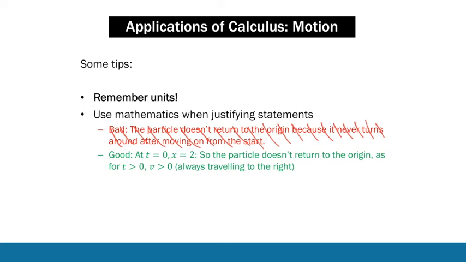If you use mathematics, so give specific statements of what values are what at given times, use limit notation as we did in the example today, all this sort of stuff, it's going to add to the sophistication of the response, which isn't normally important in mathematics, but when you're justifying or explaining what you're doing, it's quite important. So make sure you're doing that.